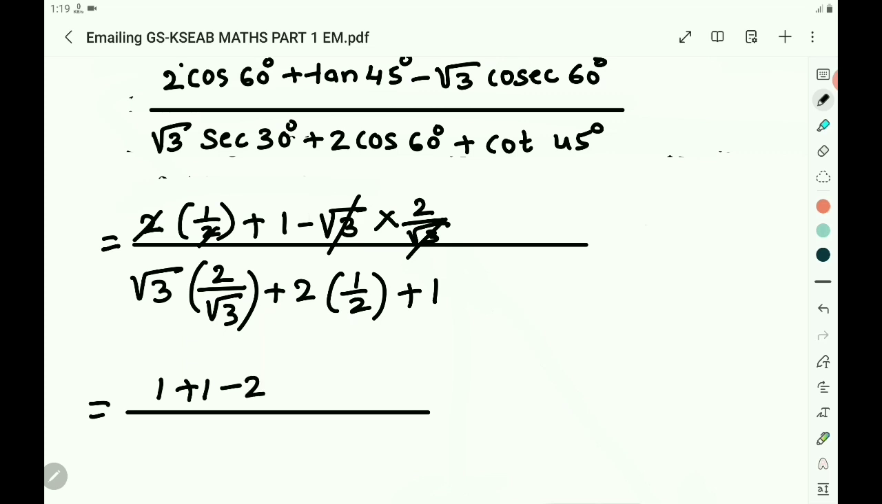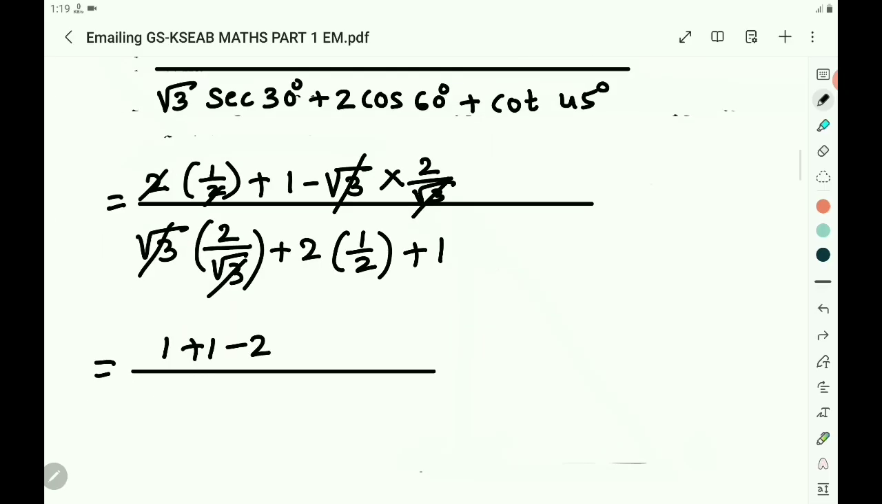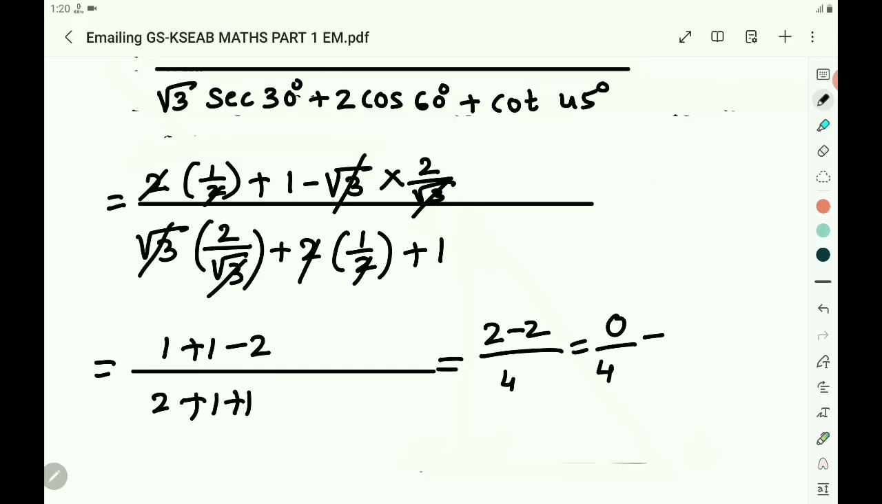In the denominator also, root 3 cancels. What is remaining? 2. Plus 2 cancels. What is remaining? 1. Then plus 1. 1 plus 1 is 2. Minus 2, by 2 plus 1 plus 1 is 4. You got 2 minus 2 is 0. 0 by 4. 0 by 4 is equal to 0.